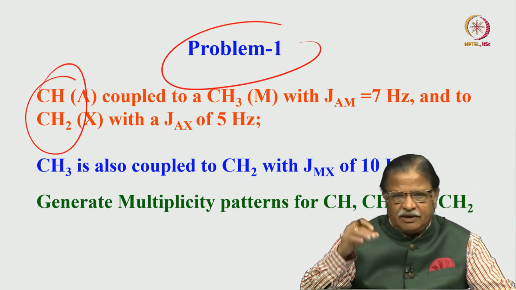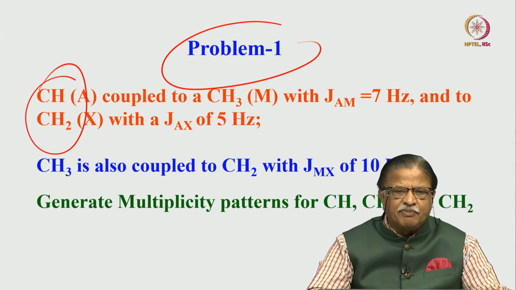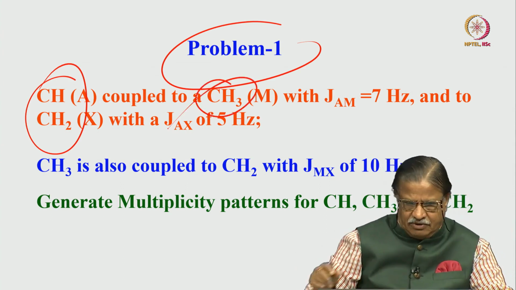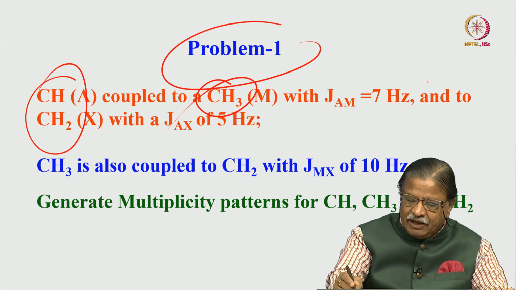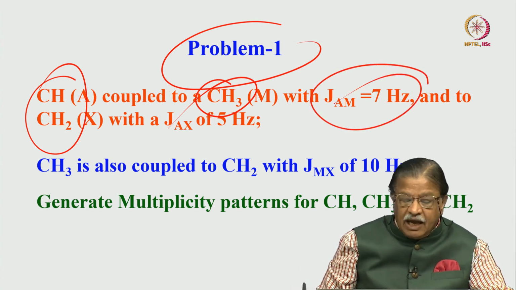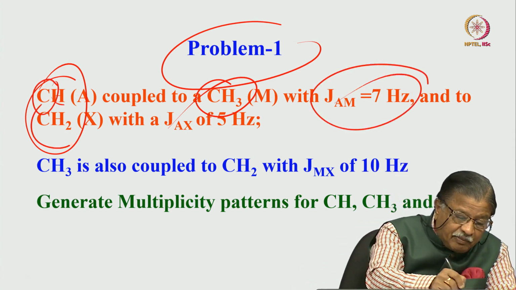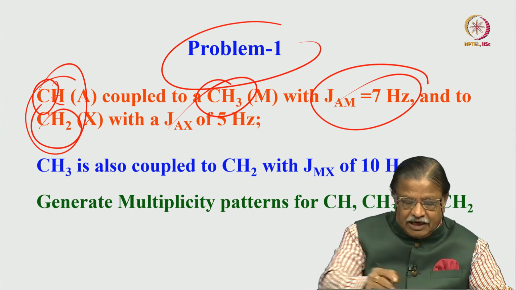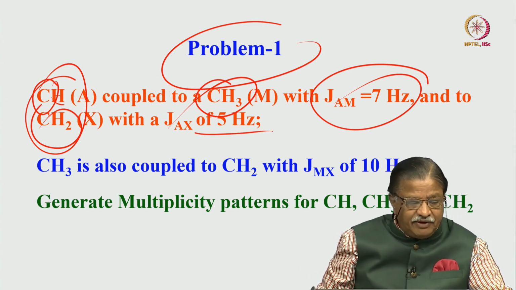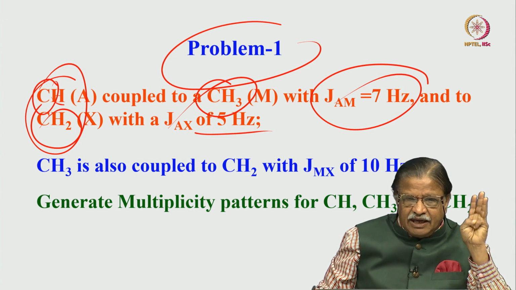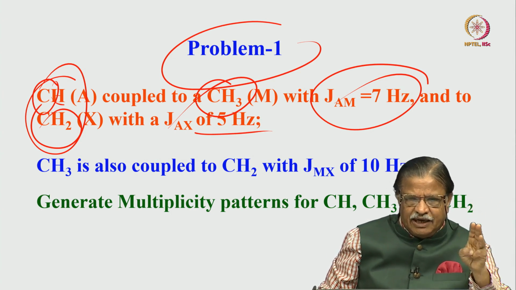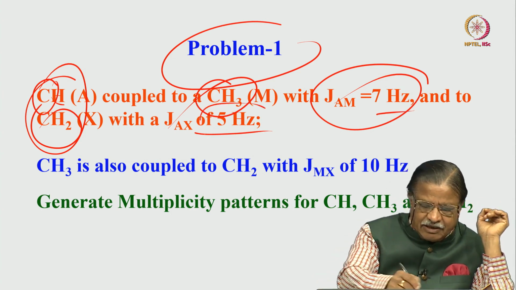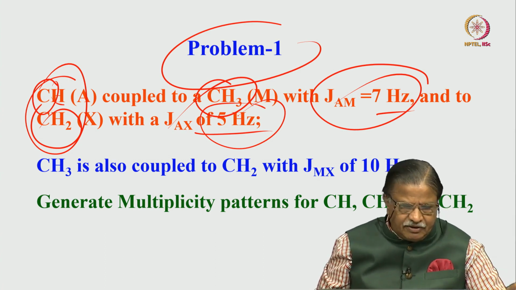There is a CH proton. Assume in a molecule, the CH proton is coupled to a group of CH3 protons with a coupling constant of 7 Hertz. And it is also coupled to CH2 X with a coupling constant of 5 Hertz. That means there are 3 groups of protons. A is coupled to M, A is also coupled to X, AM coupling is 7 Hertz, AX coupling is 5 Hertz. This is what I wanted to tell you.